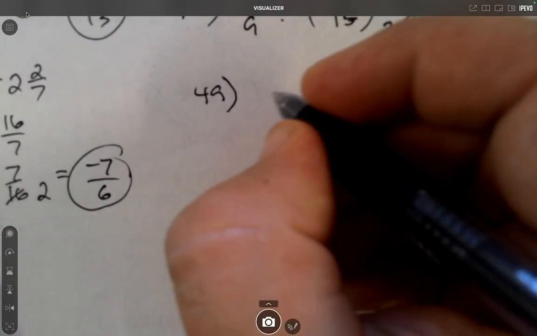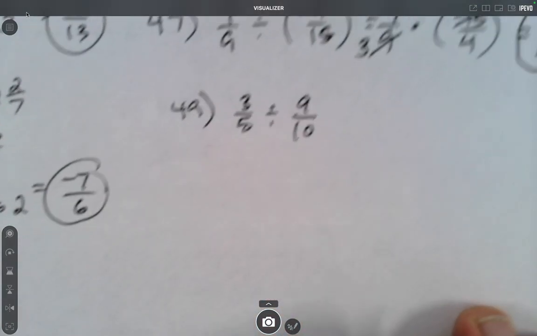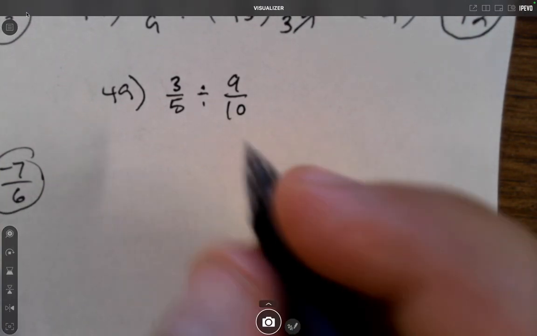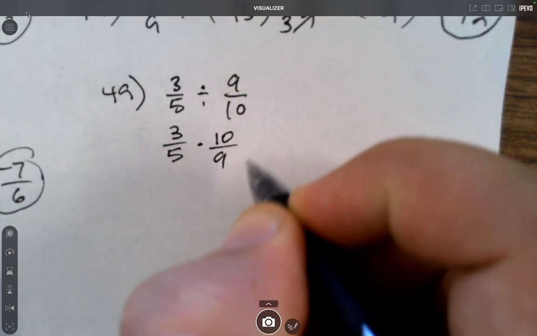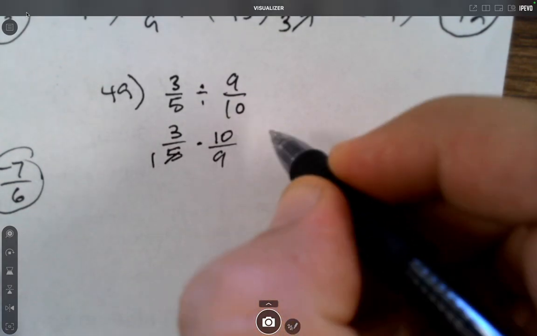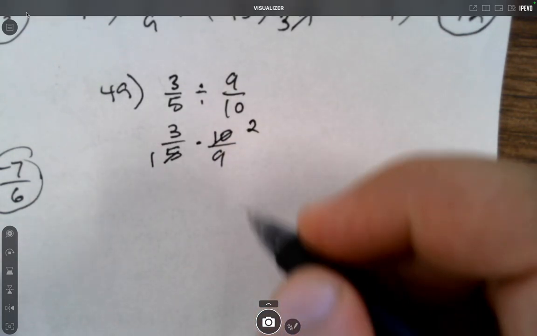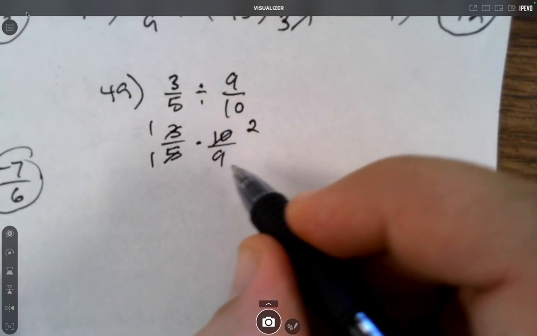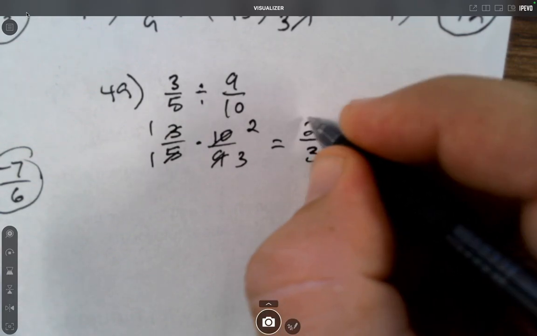49, 3/5 divided by 9/10. They're already in fraction form, so we just go straight to multiplying by the reciprocal. So change the division to multiply and flip the second fraction. There's lots of canceling out or reducing we can do here. 5 and 10 are both divisible by 5. 5 divided by 5 is 1. 10 divided by 5 is 2. 3 and 9 are both divisible by 3. 3 divided by 3 is 1. 9 divided by 3 is 3. 1 times 2 is 2. 1 times 3 is 3.